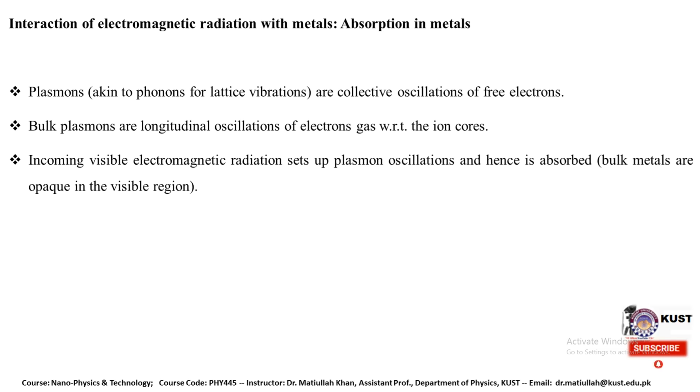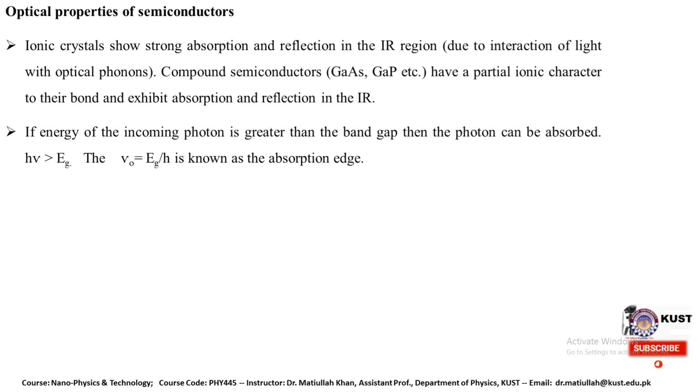So the incoming visible electromagnetic radiation sets up plasma oscillations and is absorbed, that is, bulk metals are opaque in the visible region. So how do the optical properties of semiconductors originate? Ionic crystals show strong absorption and reflection in the infrared region, due to the interaction of light with optical phonons. Compound semiconductors like GaS and GaP have a partial ionic character to their bonds and exhibit absorption and reflection in the IR region.